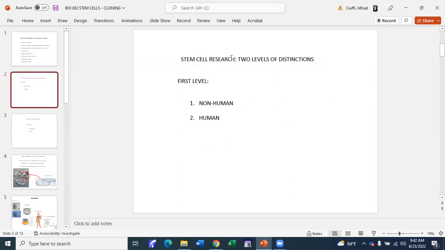First, when we talk about stem cell research, we need to make two critical distinctions. The first level between human and non-human, and then the second level between adult and embryonic. And I always like to ask the question here at the beginning: is the Catholic Church in favor of or against stem cell research? Just stated like that, is the Catholic Church in favor or against stem cell research?